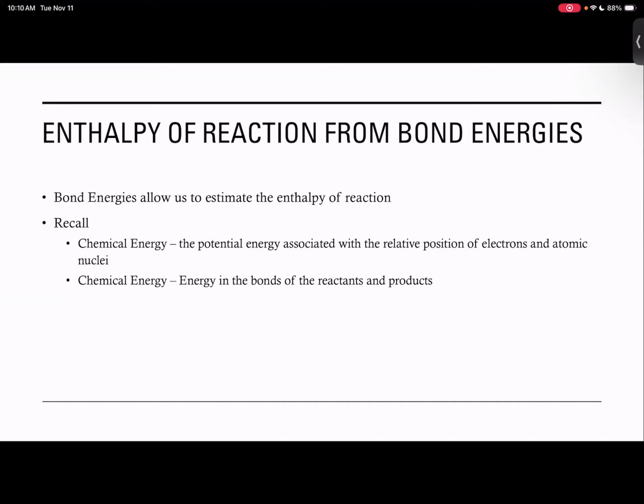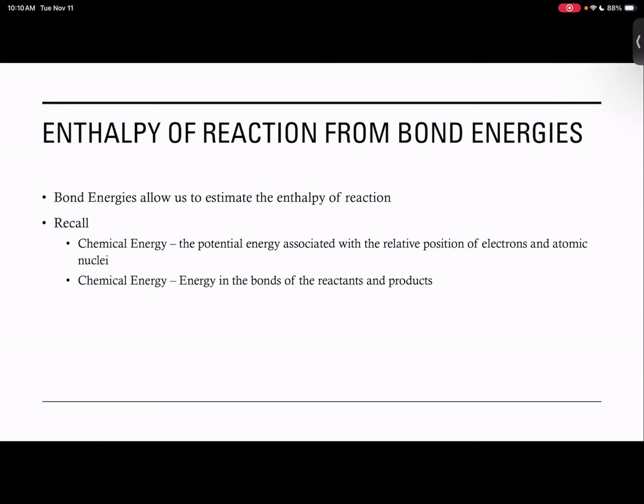All the chemical energy is in the bonds. And when you start a reaction, you have potential energy. When you end the reaction, you have potential energy. If you'll remember the diagram I gave you yesterday, all of the energy is in the bonds. So that's why we can use bond enthalpies.